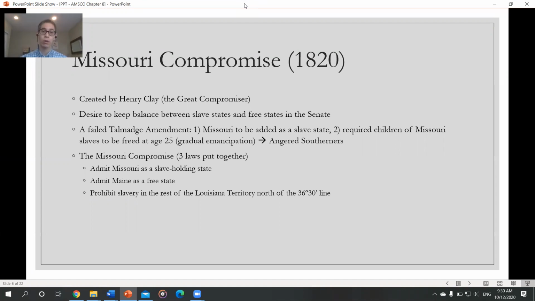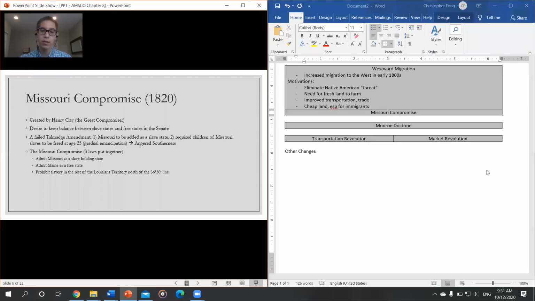Once we get to the Civil War in a month or so, we're going to look back at the Missouri Compromise. We're going to say, well, wait a second. The Missouri Compromise almost laid the seeds, started to have a long-term cause of the Civil War. So this will become important later on. Missouri Compromise, also created by Henry Clay, the great compromiser, the guy who created the American system. And it was designed, the goal of the Missouri Compromise was to keep a balance between slave states and free states. I should add that here.